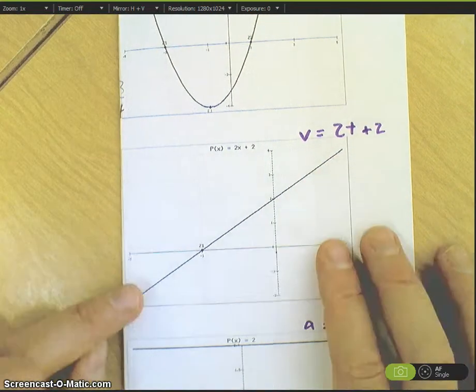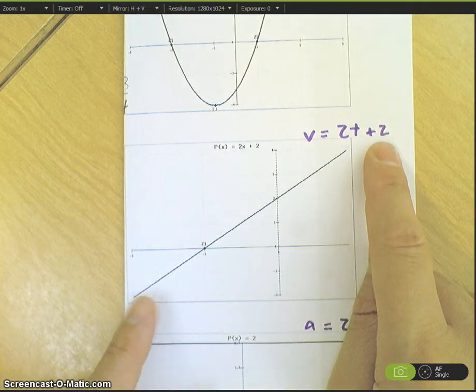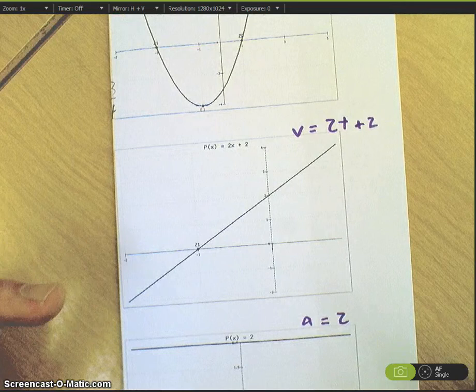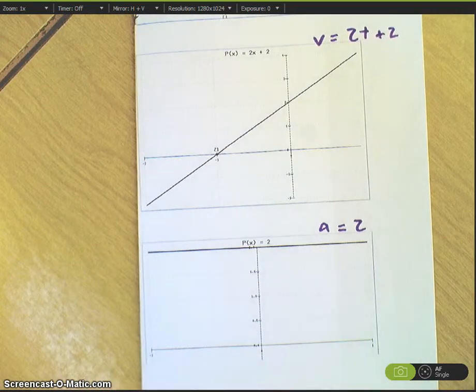When I go through and take the derivative of this equation, I get the slope, but it's a constant slope, so the acceleration at every point is 2.